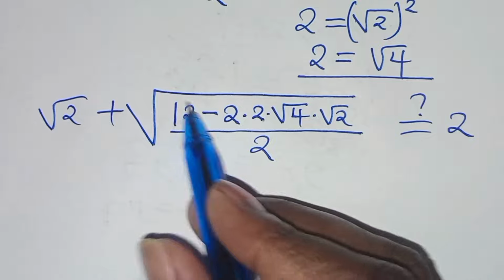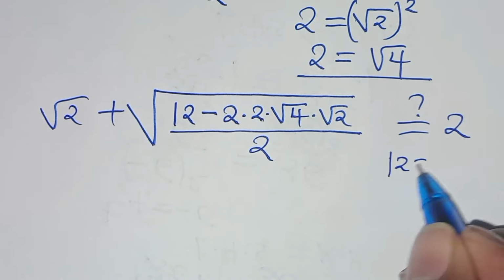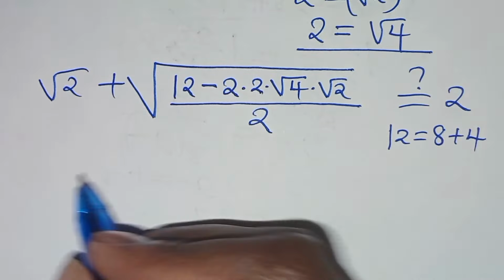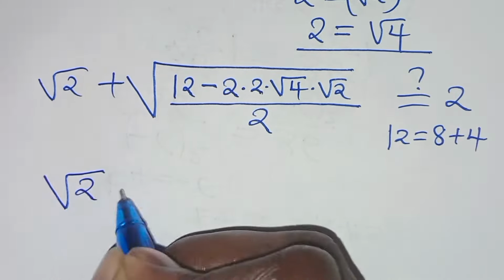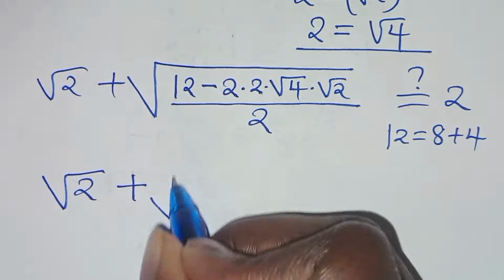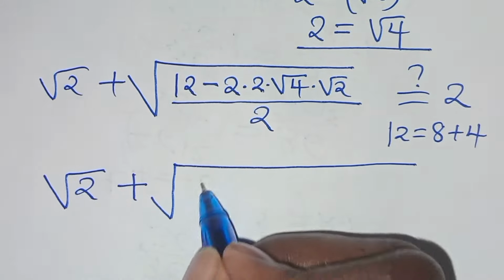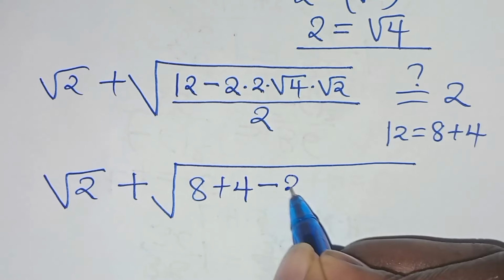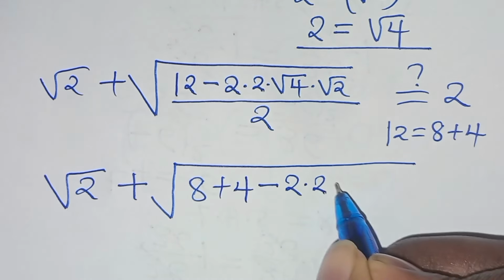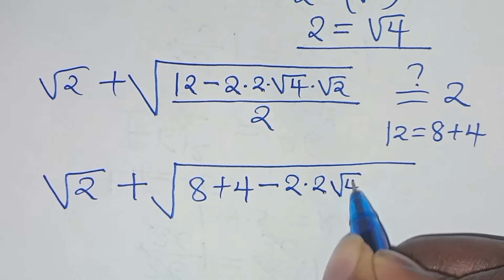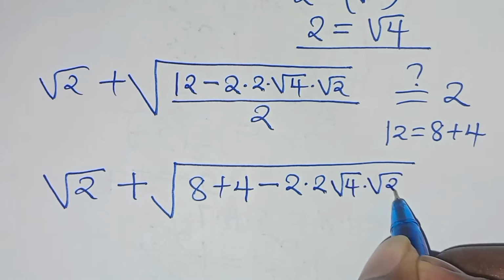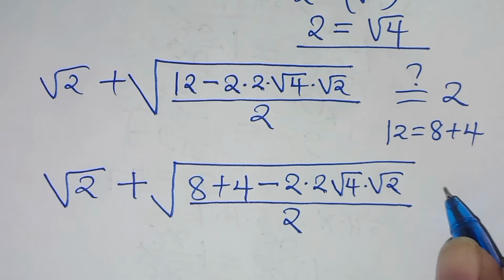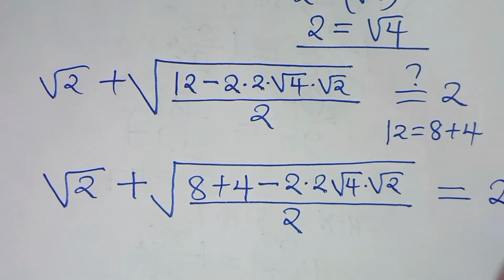This implies that we can express 12 as 8 plus 4. Let's substitute this. So we have square root of 2 plus square root of, this is 8 plus 4, minus 2 times 2 times square root of 4 times square root of 2. Everything here divided by 2. This is supposed to give us a value of 2.